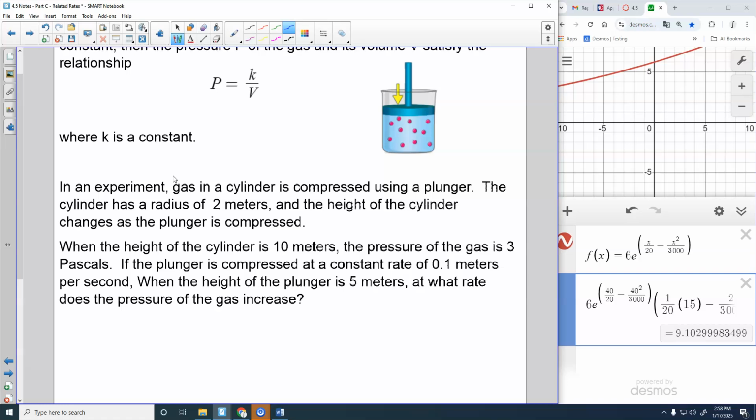When the height, oh gosh, I do remember this. I did work this out somewhere. I think it's on a different sheet of paper. The problem is, I don't know if we have time to do this one. We might need to skip to the next one. That might be a better idea.